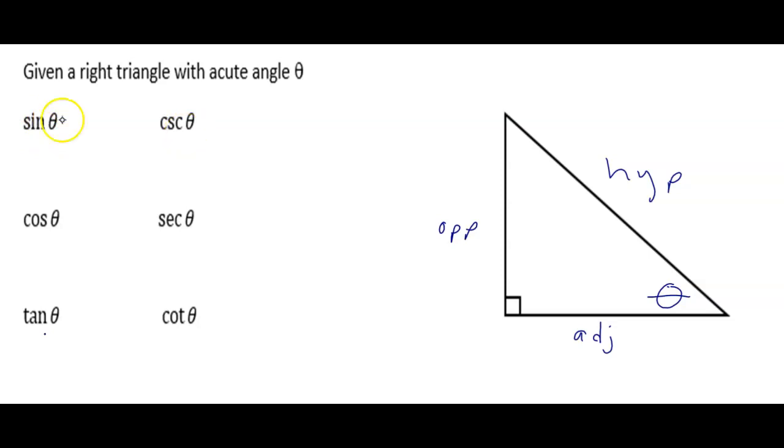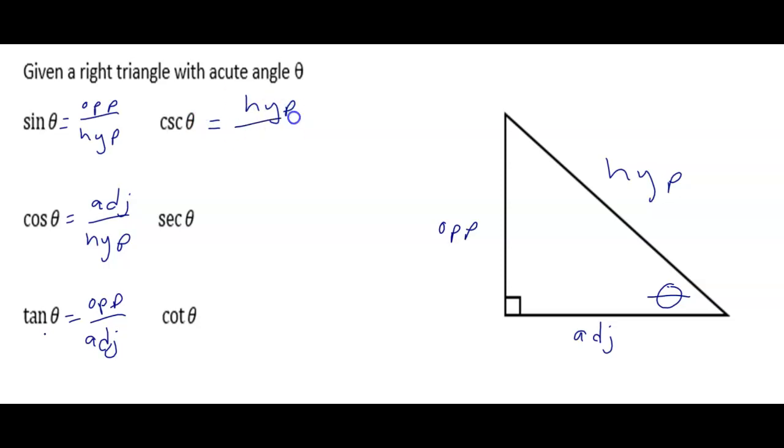Okay, so defining our trig functions, sine is the opposite side over the hypotenuse. Cosine is the adjacent over the hypotenuse. And then tangent is opposite over adjacent. Okay, and then these ones are just the reciprocals. Cosecant is the reciprocal of sine. So once I know sine, I just flip it over. Hypotenuse over adjacent.